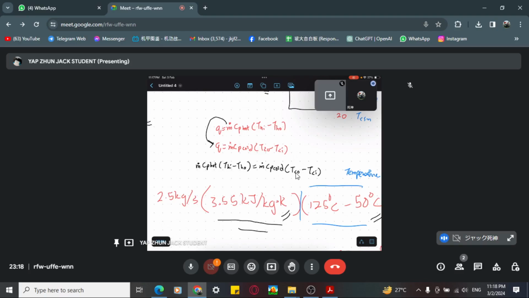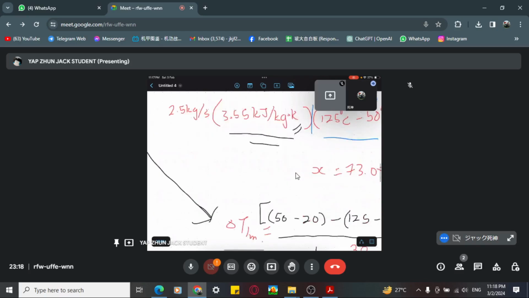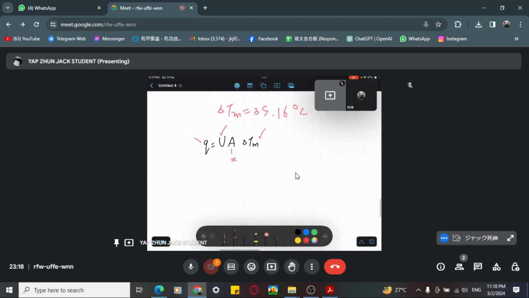Okay, so I calculate 2.5 times 3.55 times 75. I get 665.625. Okay, if you don't know what is the unit for Q, when you talk about Q, it is about heat transfer. Heat transfer is what? One kind of energy. So when you talk about energy, we'll use what unit? Yes, kilojoule or joule. Okay, so we use joule.